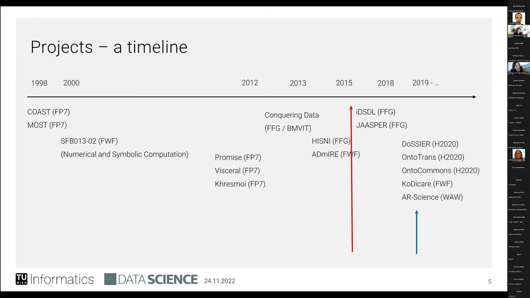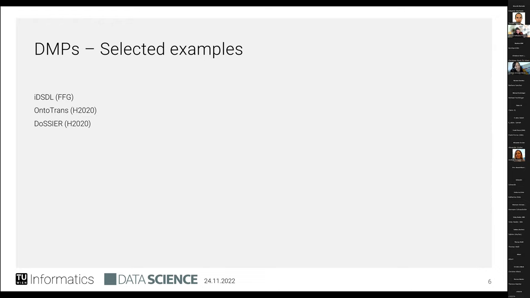And the blue arrow points to where I have actually actively started creating data management plans. So I've selected three projects which I think are the most interesting for you, because they are quite diverse in the documents produced as data management plans. Let's start with IDSDL.